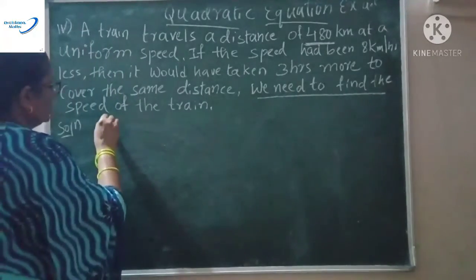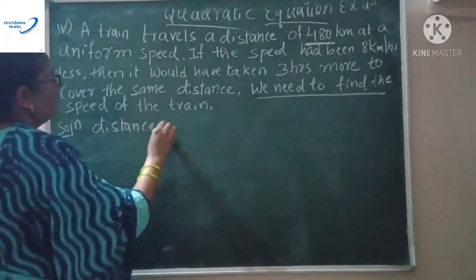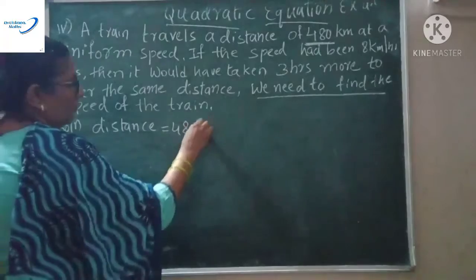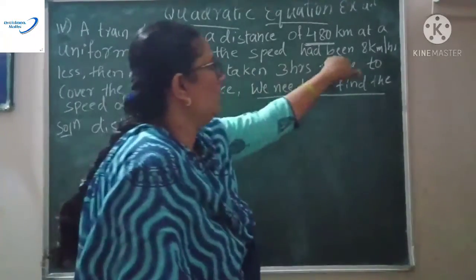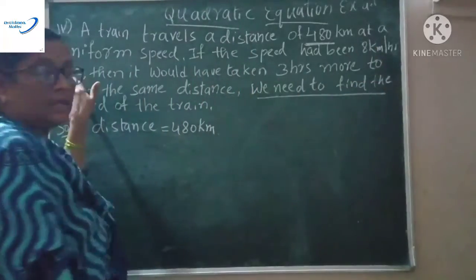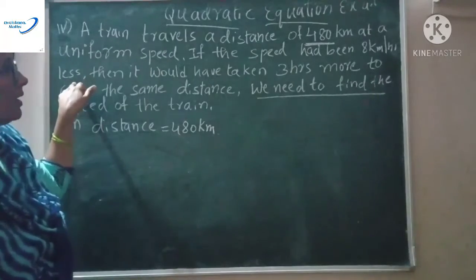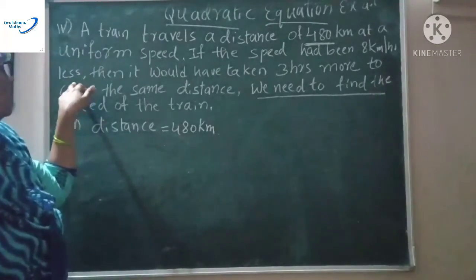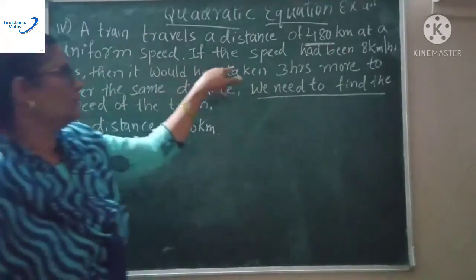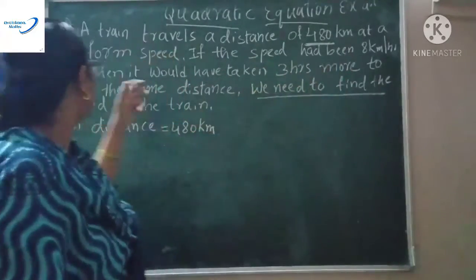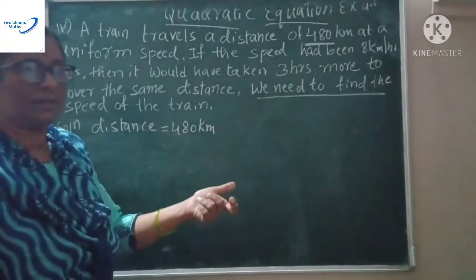distance is equal to how much? 480 kilometers. Okay. If the speed had been 8 kilometers per hour less, that means you are not given the speed. They are comparing the speeds. That means we have to take the speed as something like x.